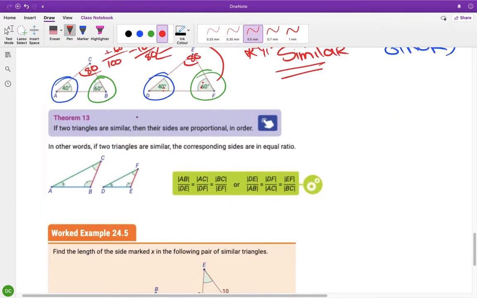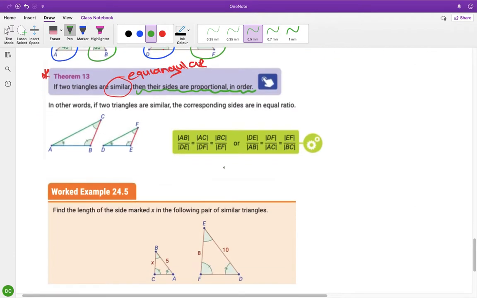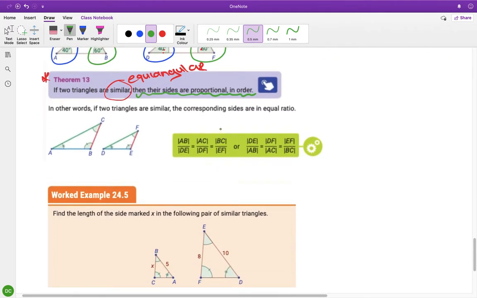The theorem relating to this sounds a bit abstract, but it's actually really easy. The maths of it is easy, but it sounds weird when you learn it. So if two triangles are similar, remember that word, we can always sub it for equiangular. When two triangles are similar, their sides are proportional in order. Now, how horrific does that sound? Their sides are proportional in order. Let me explain what on earth they're talking about there.